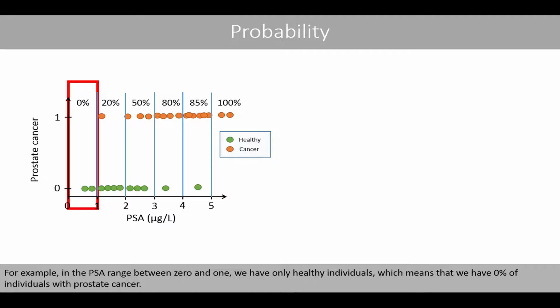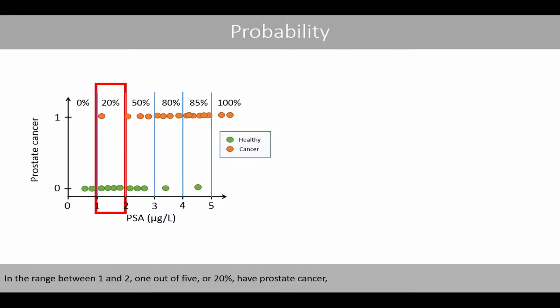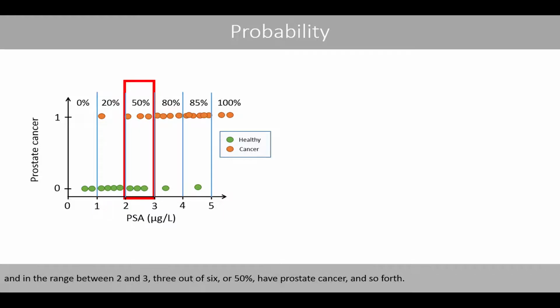For example, in the PSA range between 0 and 1, we have only healthy individuals, which means that we have 0% of individuals with prostate cancer. In the range between 1 and 2, 1 out of 5 or 20% have prostate cancer. And in the range between 2 and 3, 3 out of 6 or 50% have prostate cancer, and so forth.